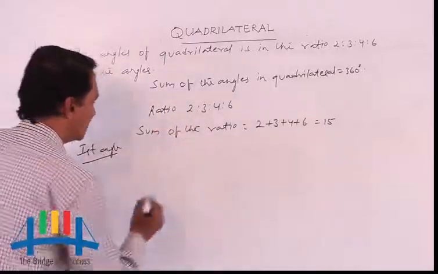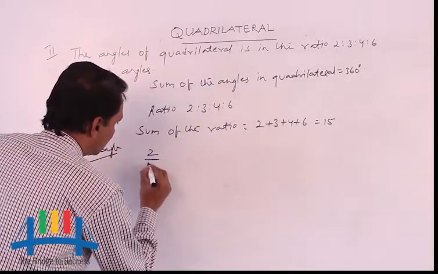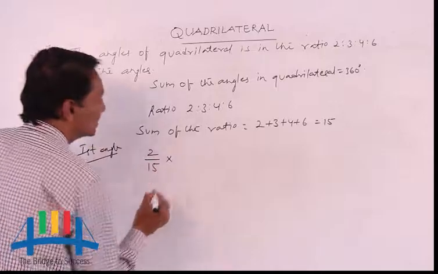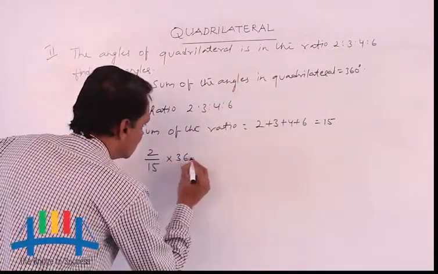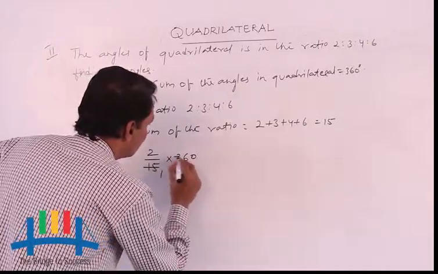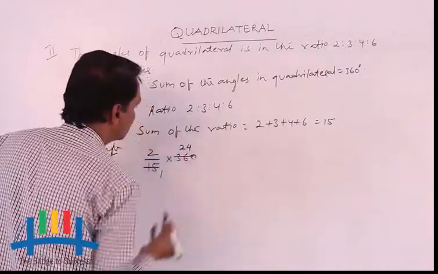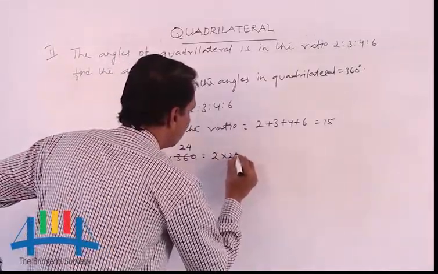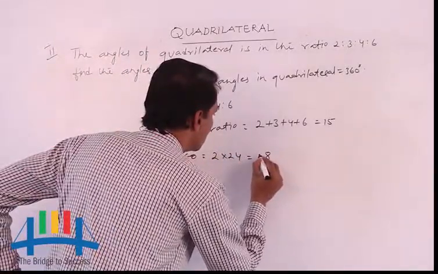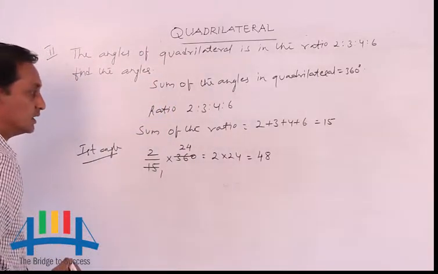What is the first angle now? 2 by 15 into, what is the sum of the total angles in a quadrilateral? That is equal to 360. 15 ones are 15, 15 24s are 360. Okay, that is equal to now 2 into 24, that is 2 fours are 8, 2 twos are 4, 48 degrees. This is the first angle.